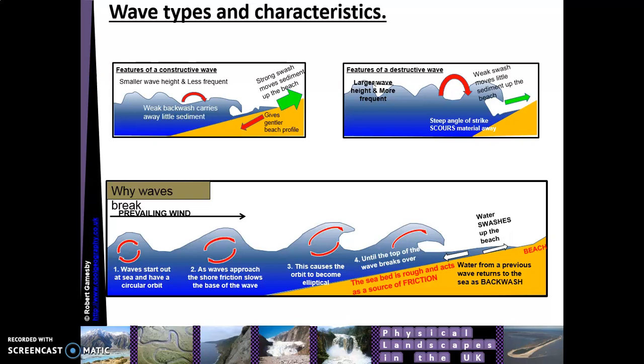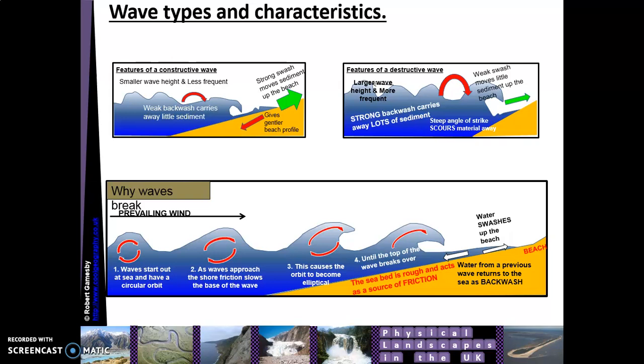And because it's got more potential energy and more energy as it crashes down onto the beach, it means that not much material is swashed up and moved up the beach, but there's a lot more material that's taken away from the beach. And that creates a scoured, really steep beach profile. Because we've got this really strong backwash, so it's taking away material. That's why it's destructive. So as I said, the different wave heights will determine what type of wave you've got.